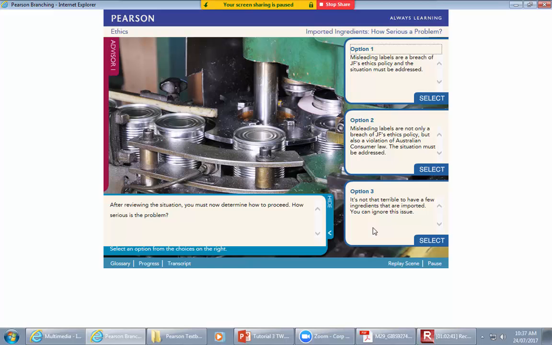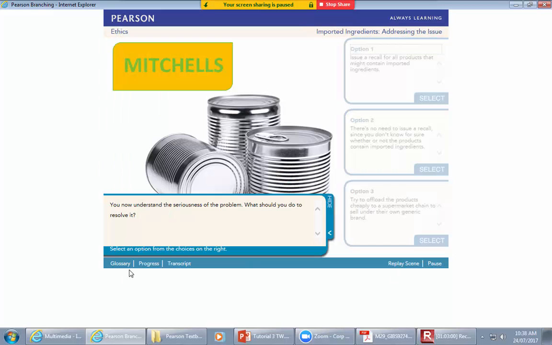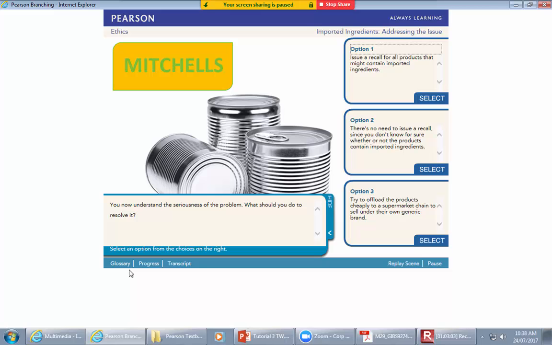Again, the bottom one is zero cost to you. The top one is probably some cost, and most of the cost, of course, would come if you are in violation of the law. Which one do you think you should decide? So you want to go with option two, saying actually there's suspicion we have a problem with the law. You now understand the seriousness of the problem. What should you do to resolve it? Select an option from the choices on the right.